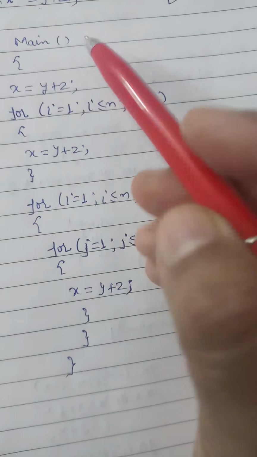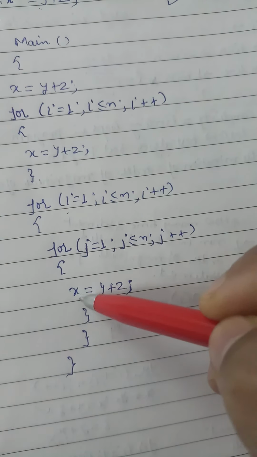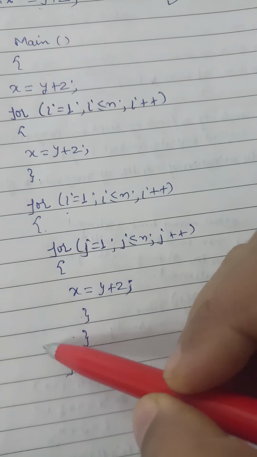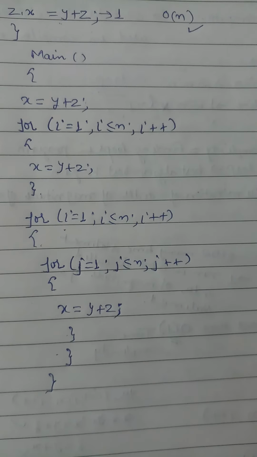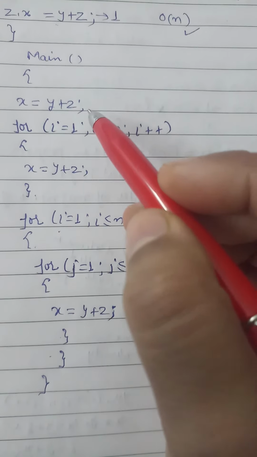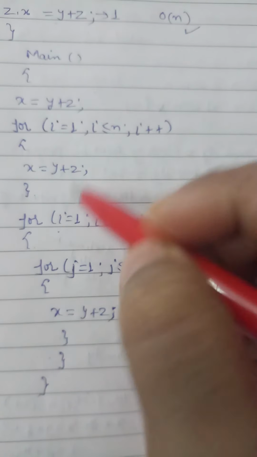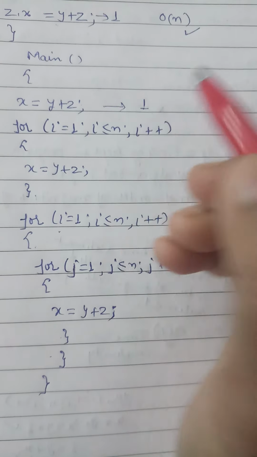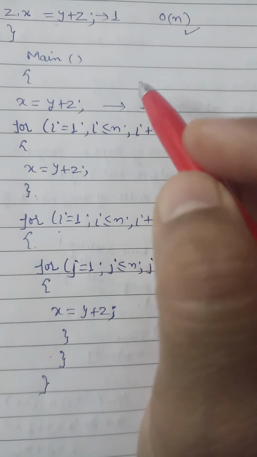Main function started, one statement is there, for loop started, and for loop closed. Then another for loop started, another for loop started, one statement, one for loop closed, another for loop closed, and main function closed. So what will be the time complexity of this program? Here the one statement is outside the loop, so how many times will it run? It will run only one time.